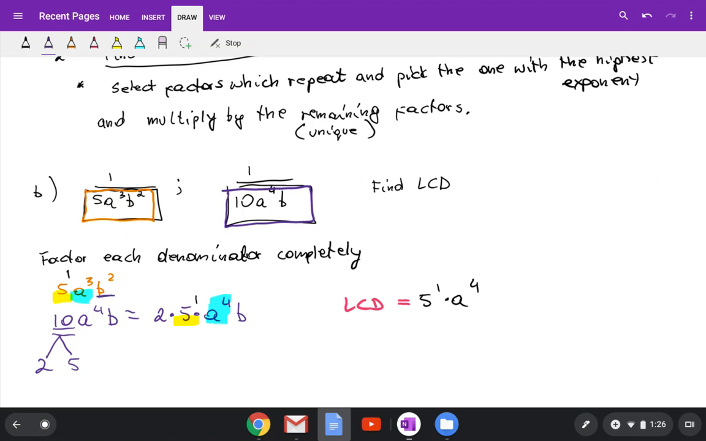We have 5 squared and 5. B squared and b. b is raised to the power of 1. This b is raised to the second power, so we select the higher exponent. Okay? And now be careful, because it's easy to lose. Make sure that you have a product of factors raised to the higher exponent, unique factors. So we still have 2, which we cannot forget, and multiply that by 2.